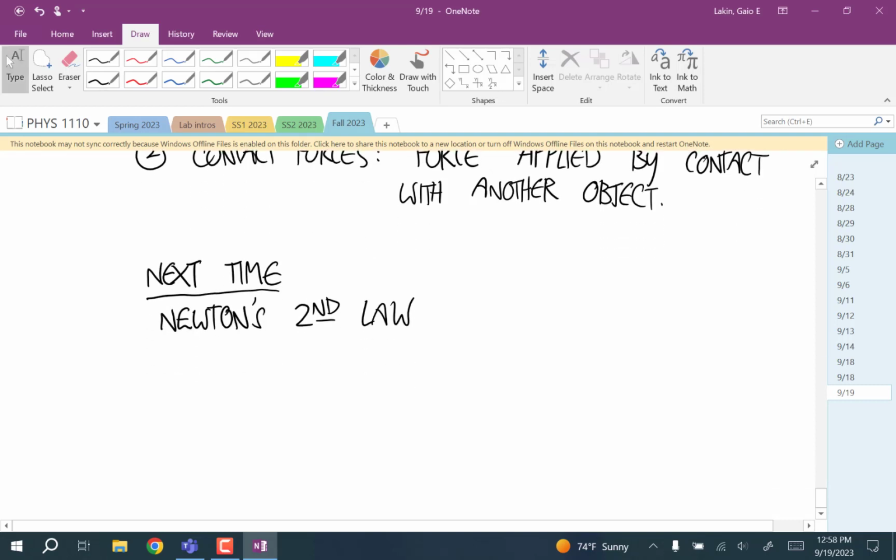Newton's second law says if you add up all the forces on an object, that's called the net force. That's equal to the mass of the object times the acceleration of its center of mass. F equals ma, you've probably heard of that somewhere or other. And so we'll start talking about how to use Newton's second law to figure out forces, to figure out accelerations, that kind of stuff. Anybody have any questions for now?